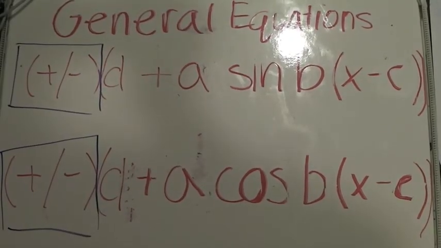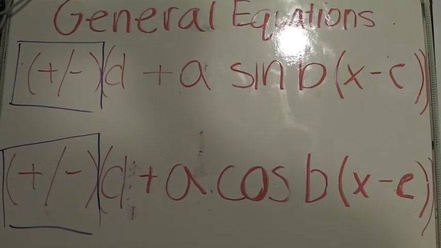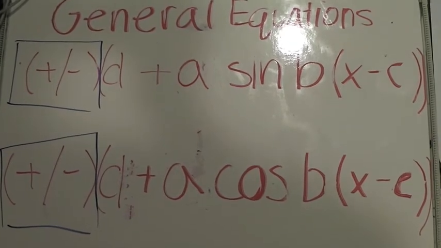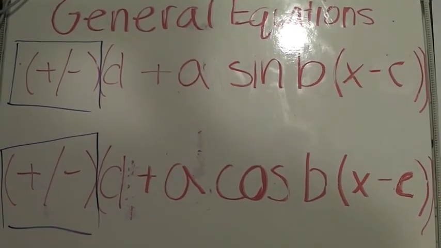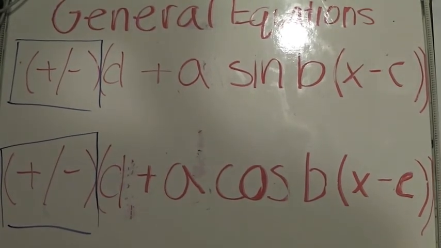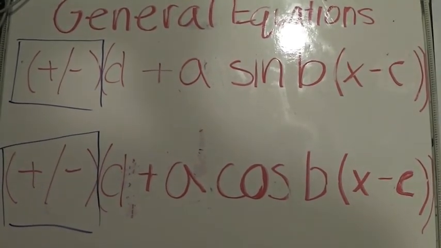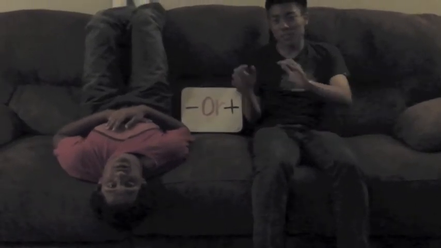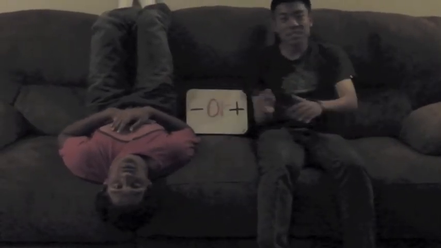If the general equation is negative, that means that the basic sine or cosine curve is flipped over the x-axis. If it is positive, it stays the same. When the function is negative, you reflect over the x-axis. And when the function is positive, you stay the same.